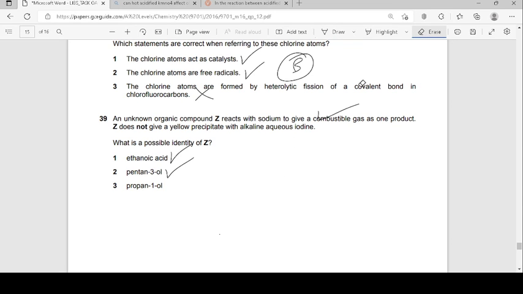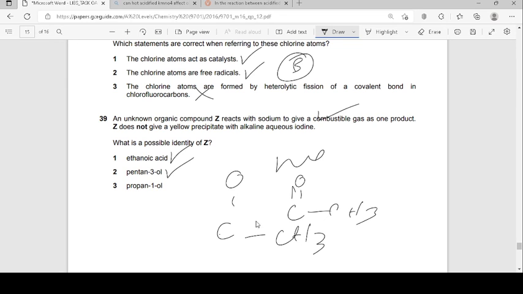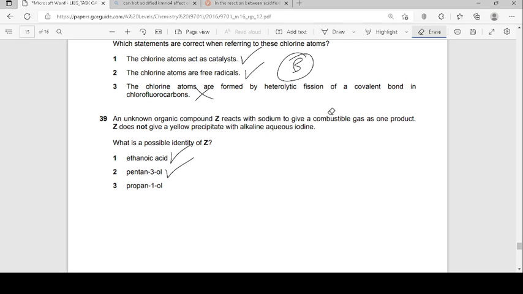The point is that it does not have a methyl group, or like it doesn't have COCH3 or CH3CH(OH). It doesn't have any of those. So that means it cannot give a yellow precipitate with alkaline aqueous iodine, which means that it satisfies both the conditions for this question, which means that it is also a viable option. And so your answer is A.